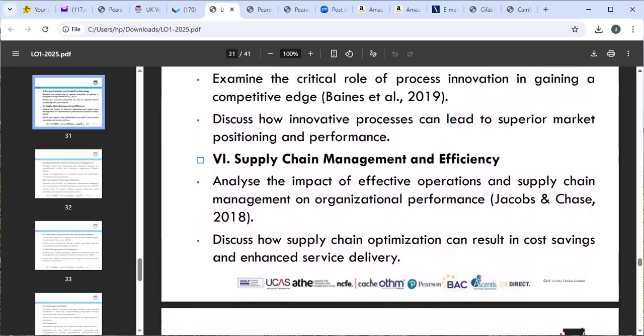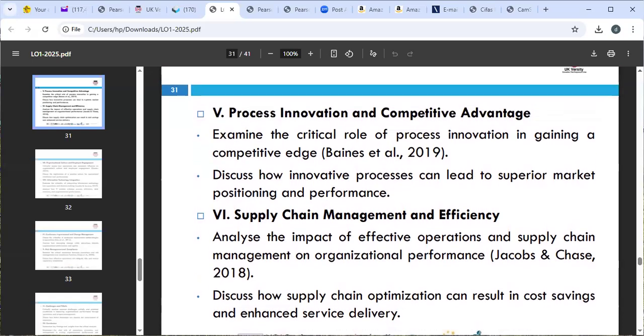Supply chain management efficiency. Analyze the impact of efficiency, operations, and supply chain management on organizational performance. Discuss how supply chain optimization can result in cost savings and enhance service delivery. We have to look into all those, okay?